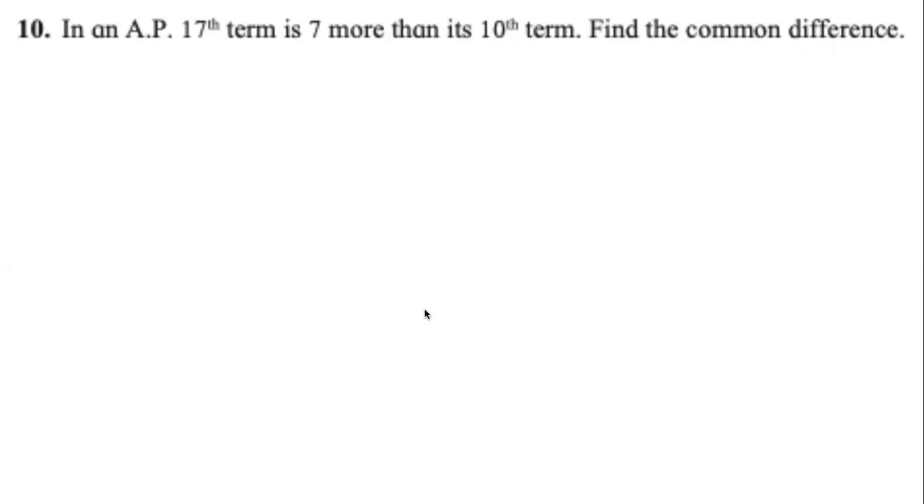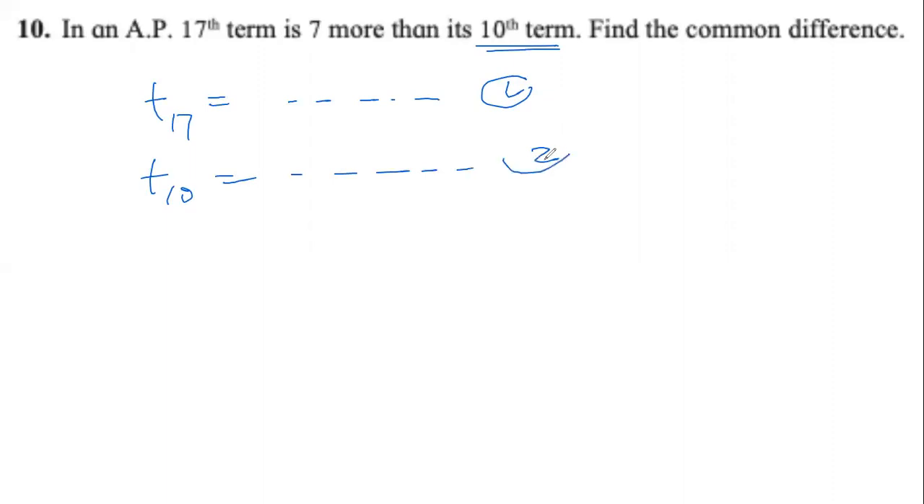Question number 10 of the AP. In an AP, the 17th term is 7 more than the 10th term. Again, the 17th term is T17. We will have an equation. The 10th term, so T10. The 17th term is 7 more than the 10th term, that means T17 equals T10 plus 7. So we can connect equation number 1 and equation number 2. We connect that and we can find the value.